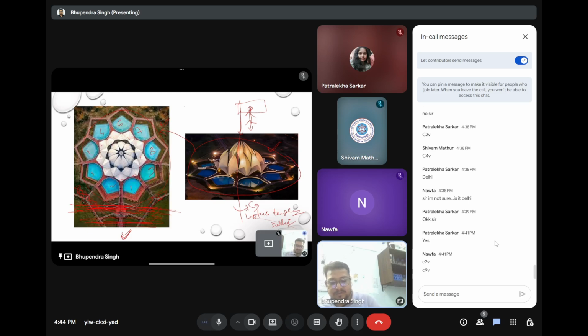So if you try to find out the angle for C9, 360 divided by 9, it should be 40 degrees. So you are rotating it by 40 degrees. So this is your C9, and why are you saying V? Tell me why you are saying V. You are saying C9v.